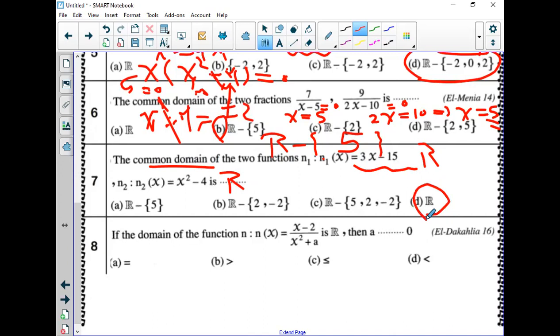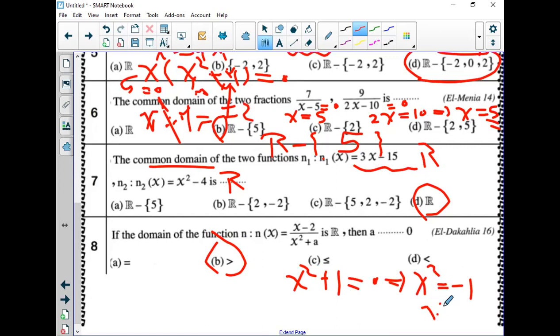Number 8, if the domain of the function n of x equals x minus 2 over x power 2 plus a is R, then a is more than, less than, or equal to 0? A is more than 0. Because if a is more than 0, like the first example, let's put a, for example, 1, x power 2 plus 1 equals 0, then x power 2 equals negative 1, then x equals root of negative 1, and then the domain equals R. So the result is letter B.